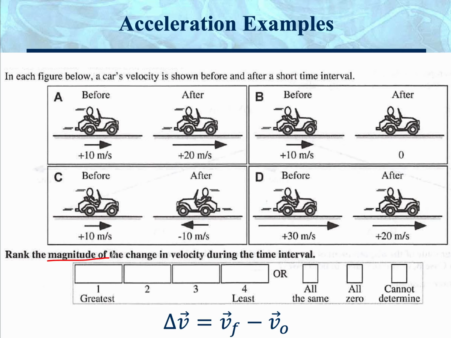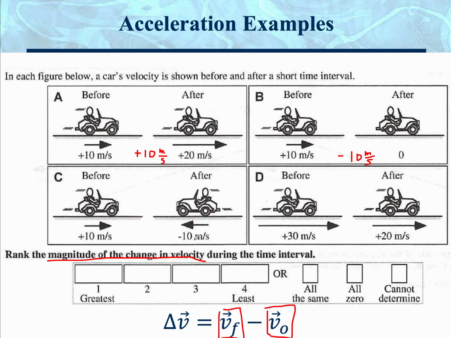Rank the magnitude of the change in velocity during each of these time intervals. Don't forget velocity is a vector quantity. Delta V would be equal to the final minus the initial. So in this case, what's the change? It gains 10. It would be the final velocity, 20 meters per second, minus the initial 10, and so you get 10 meters per second if you plug it in on that one. This one, the magnitude is negative 10. I'm going to leave out the meters per second. This next one down below here, C, goes from positive 10 to negative 10.